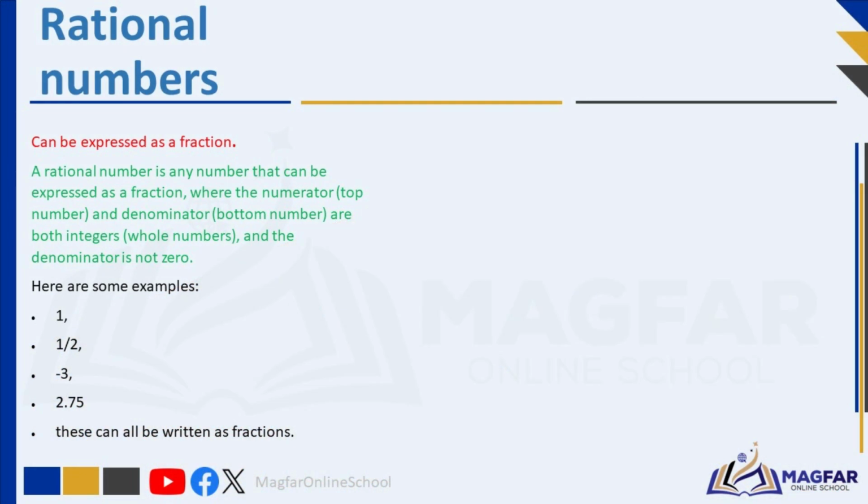Here's a quick way to remember the difference. Rational numbers can be expressed as a fraction, like pizza slices you can share equally. You could also say a rational number is any number that can be expressed as a fraction, where the numerator, which is the top number, and denominator, which is the bottom number, are both integers or whole numbers, and the denominator is not zero. Some examples of rational numbers are 1, 1/2, -3, and 2.75. These can all be written as fractions.